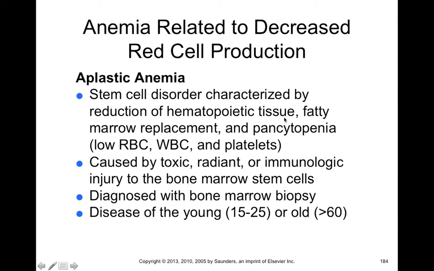And so we find that it is actually a replacement of red bone marrow with yellow bone marrow, or fatty marrow. And so what we see then is not just a deficit in red cell production, but also low white blood cells and platelets too. And this can be caused by toxins, radiation, or other immunological injury that really causes damage to your red bone marrow. It's easily diagnosed with bone marrow biopsy, and it's often a disease of the young or old.